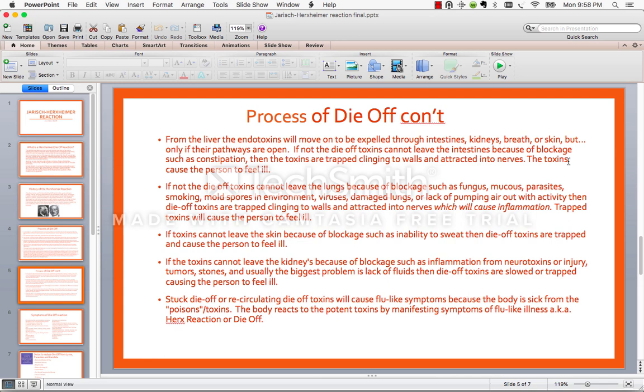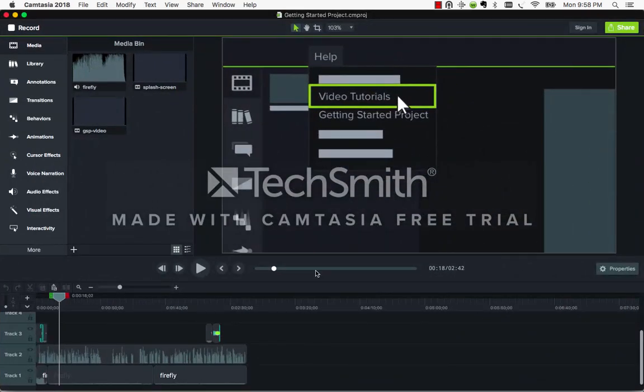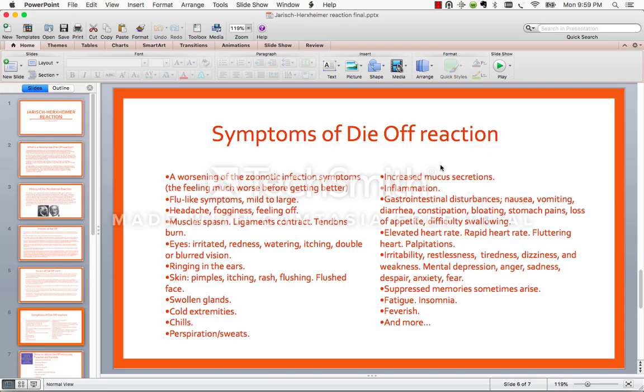Stuck, die-off, or recirculating toxins can cause flu-like symptoms because the body's sick from the poisons and the toxins, and the body reacts to these potent toxins by manifesting symptoms of flu-like illnesses like the Herxheimer reaction. Symptoms of the die-off reaction are feeling worse before they get better, regardless of what their symptoms are.